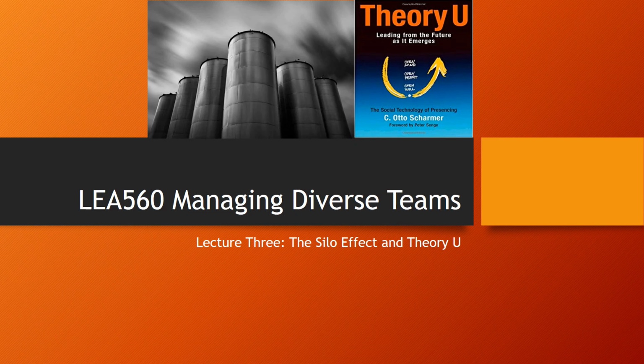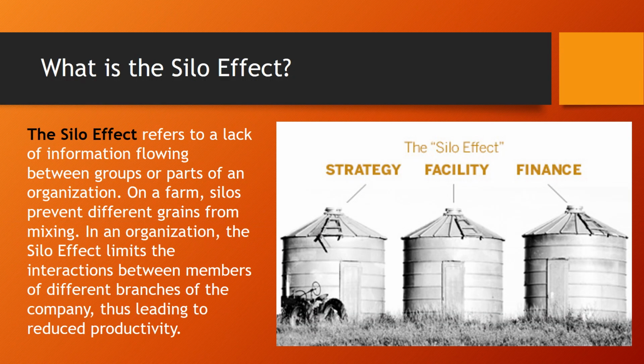We've been dealing a lot with complexity theory and some of the different items concerning that. Well, in this particular lecture, we're going to be talking about the silo effect and a possible way of confronting that or dealing with that, which is using Theory U. So we're going to be learning a little bit about Theory U. I think it's an interesting study. I think you're going to enjoy it. So sit back, take a few notes, and see what you come up with here.